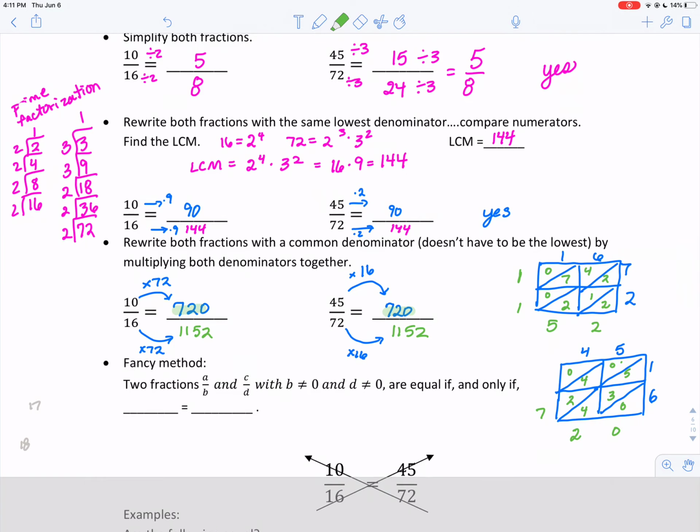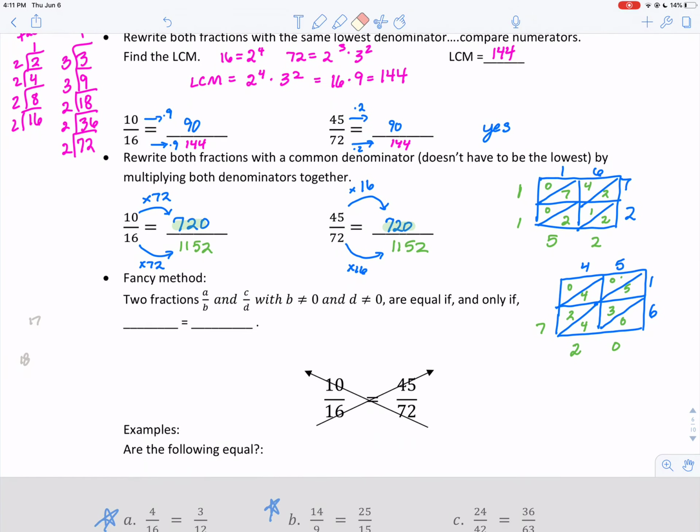And then finally, we have our fancy method. Here's the fancy method. Two fractions, a over b and c over d, where the denominators are not 0, are equal if and only if a times d equals b times c. In other words, I'm going to draw up arrows, a times d and b times c, if those are equal. So we're going to determine. We're going to take 72 times 10 and get 720, and then 16 times 45, we also get 720. So by the fancy method, we know those two are equivalent.